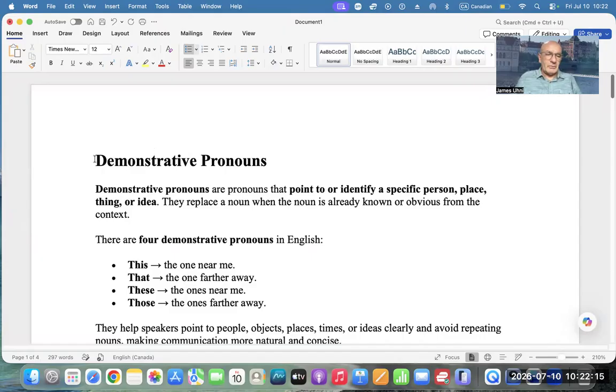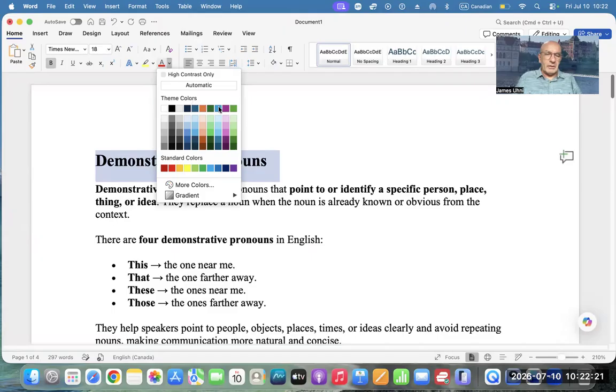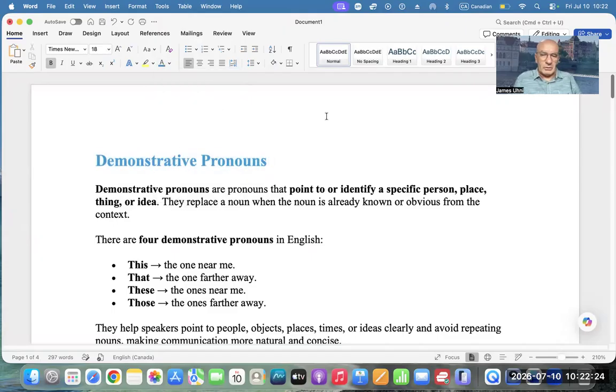So demonstrative pronouns, what are they? Well, let's put it in blue, just like every subject taught on this channel. Demonstrative pronouns are pronouns that point to or identify a specific person, place, thing, or idea. They replace a noun when the noun is already known or obvious from the context.